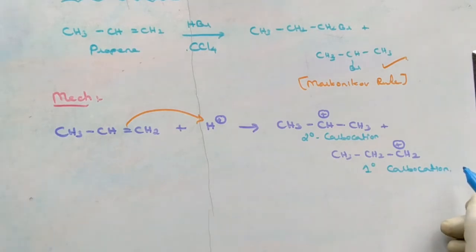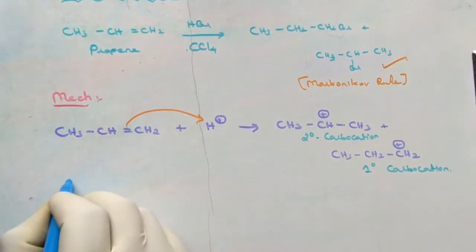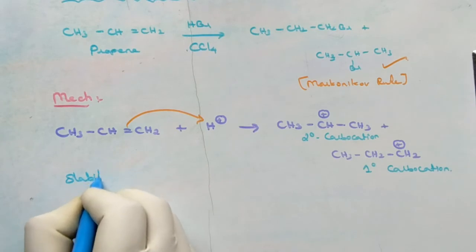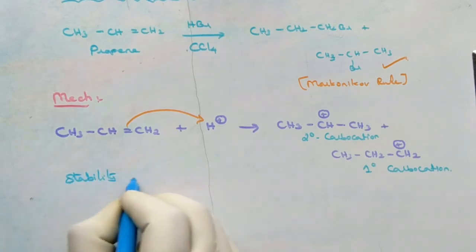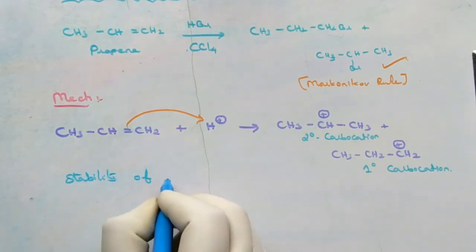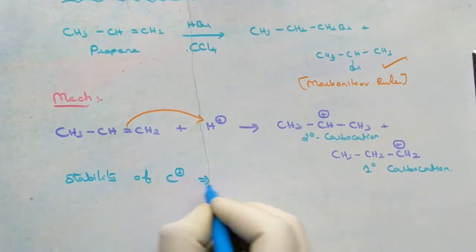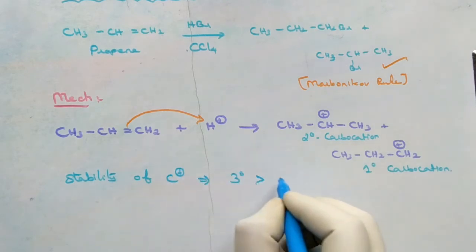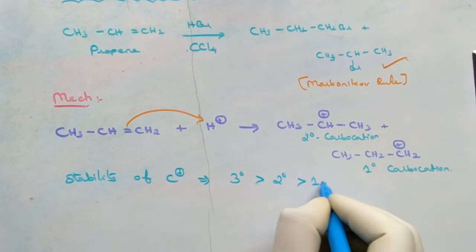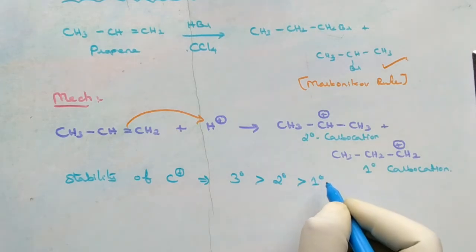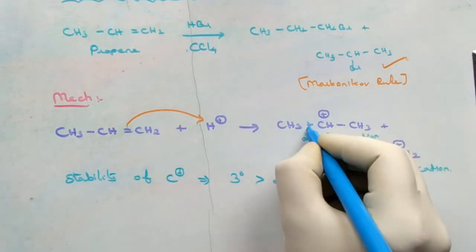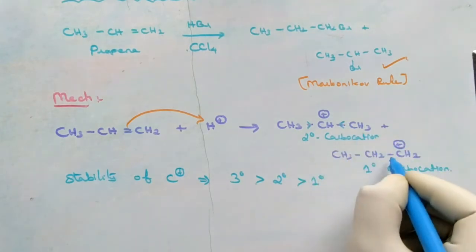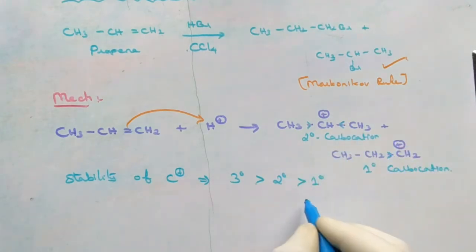As we know already, the secondary carbocation is more possible than the first one because the stability of carbocations lies in this order: tertiary, secondary, primary. So tertiary is the most stable carbocation, secondary is more stable, and the first one is less stable because of the inductive effect.